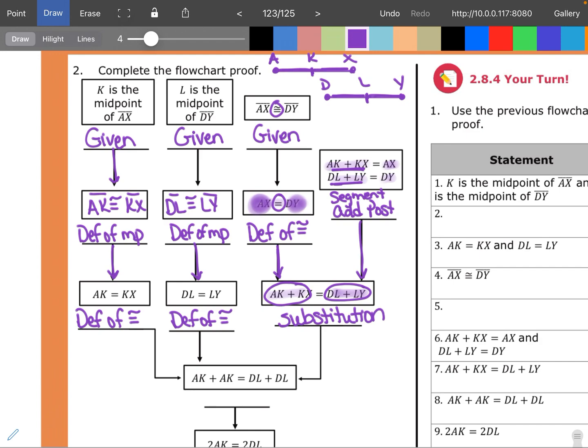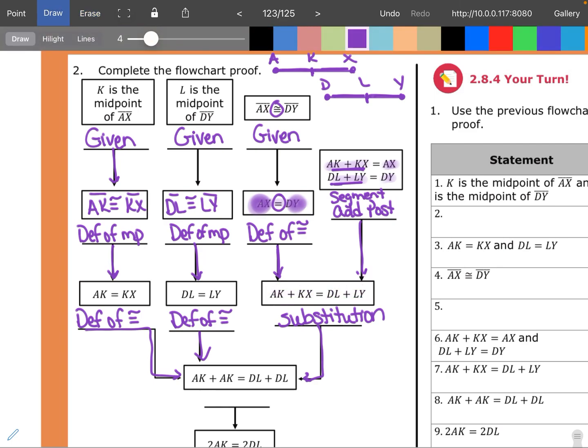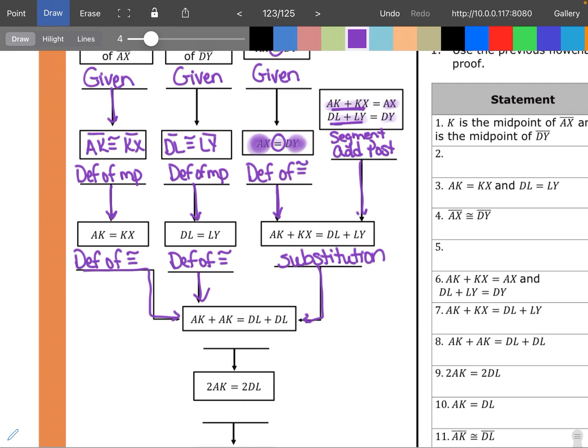Now we're going to use these three boxes, 1, 2, and 3, to come up with this box over here. Okay, so I've got the equation again. Let me get rid of some of those circles because we need this again for the next one that we're doing. Okay, so I went from AK plus KX to AK plus AK. I went from DL plus LY to DL plus DL.